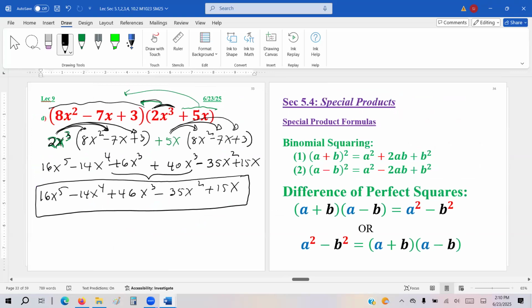Now section 5.4. 5.4 is the same thing, but they're saying, well, you don't have to use FOIL. You can simply use a formula to distribute. So either you memorize the formula, make your life easier, or if you hate the formulas, then ignore, just use distribution. It's up to you. But personally, I'll suggest you memorize the formula.